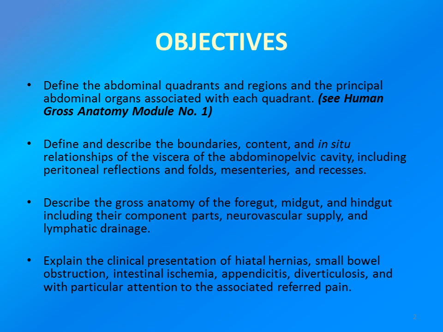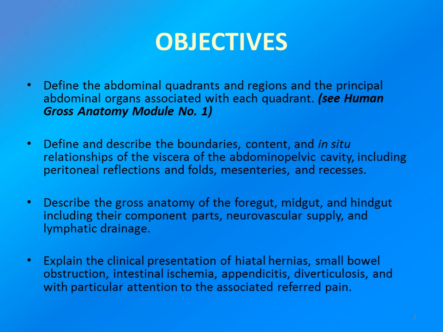By the end of this presentation, the student should be able to define the quadrants and regions and the principal abdominal organs associated with each quadrant and region. The student should also be able to describe and define the boundaries, the content, and the in situ relationships of the viscera of the abdominal pelvic cavity, including peritoneal reflections and folds, mesenteries, and recesses.